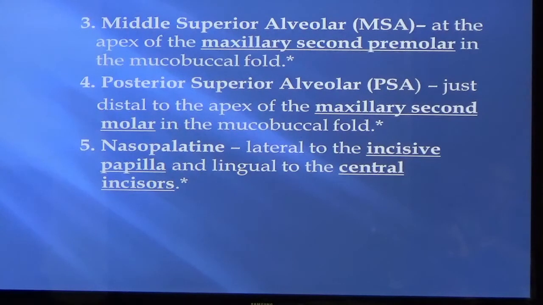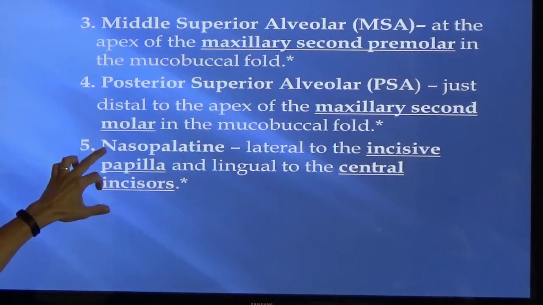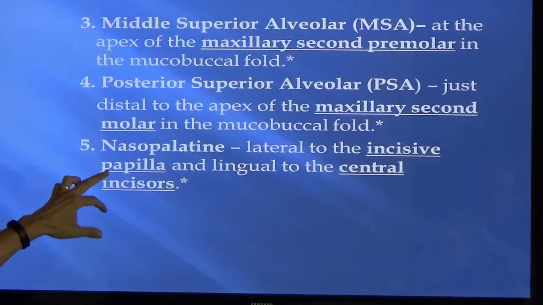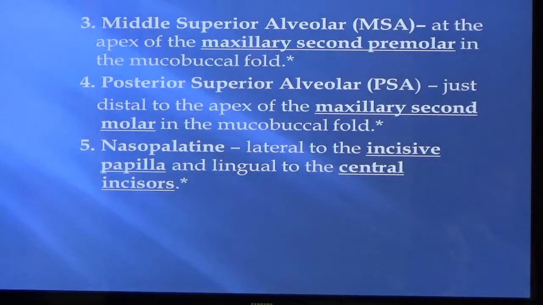I thought my picture was coming up. Nasopalatine. You guys remember your skull? Nasopalatine, the most painful injection I think that you can get. Right behind your front teeth in the incisive foramen. Incisive papilla, lingual to your central incisors. That little bump you have right behind, right there. That hurts. No matter how you do it, it hurts.